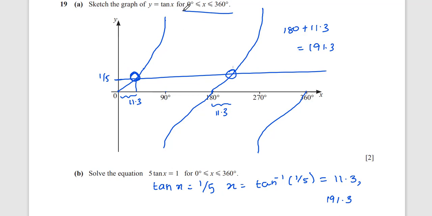In this region 0 to 360 degrees, you are getting tan inverse of 1 by 5 in two occurrences, and that is 11.3 and 191.3.